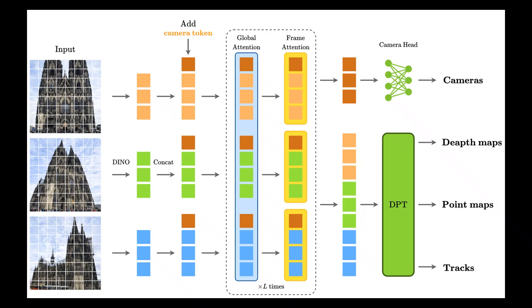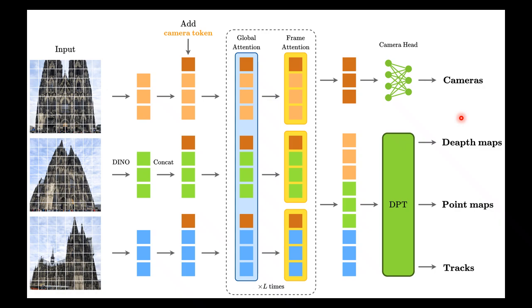Now suppose we have a set of 2D images of a scene. We need to perform a set of 3D tasks like camera pose estimation, depth maps, point maps, and tracks. But usually the traditional methods employ separate pipelines for each of these tasks, or advanced test-time optimizations like bundle adjustment or structure from motion.